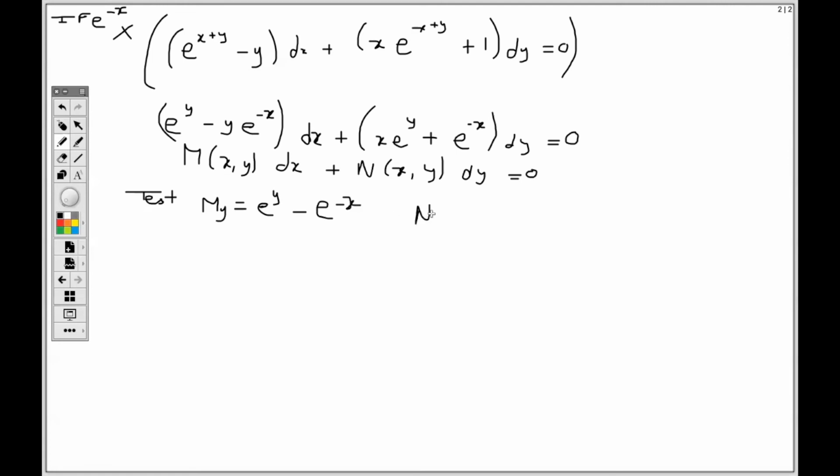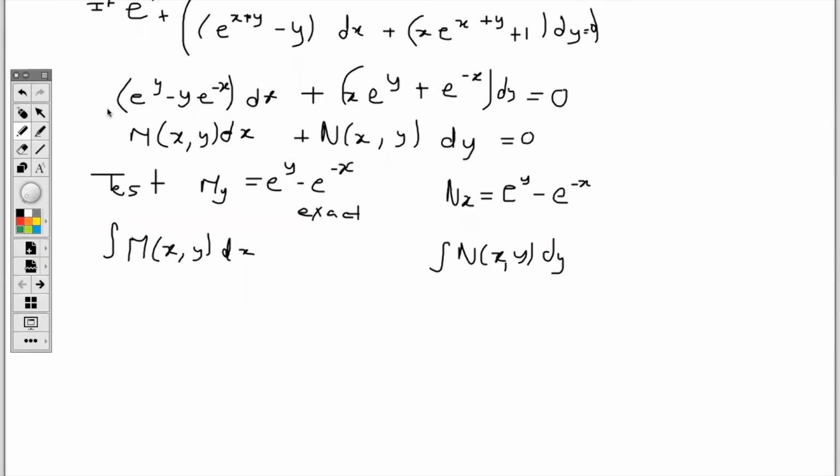Differentiating with respect to x, I will treat e to the y as a constant, so differentiating x, I will get 1, so 1 times e to the y, that's just e to the y. Differentiating e to the minus x, negative x becomes negative 1 when you differentiate it. So that's why I will have minus e to the minus x. Now this is exact. We can see that it's exactly the same. So we can proceed to our next step.